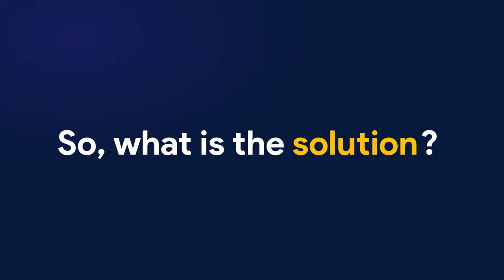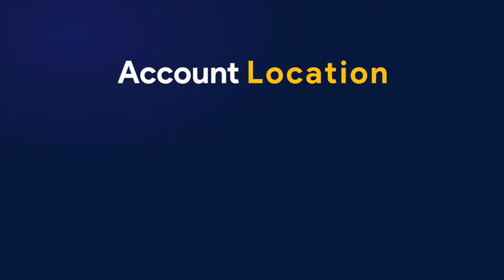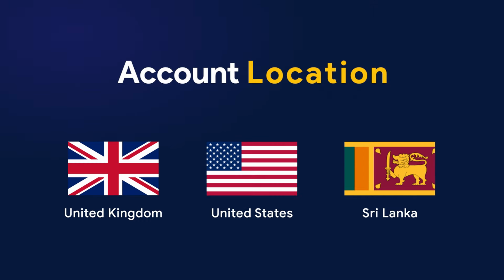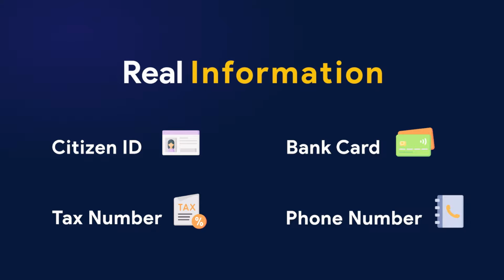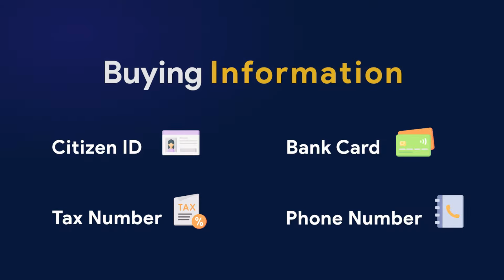So, what is the solution? First, if you want to register as an eBay seller, it's best to choose countries like the UK, the US, Sri Lanka, etc., instead of countries that are frequently on the block list, such as Vietnam. Along with this, you will need a set of user information from those countries, such as a citizen ID, tax number, bank card, phone number, etc. If you have relatives in these areas, it's better to borrow real information from them. If you choose to buy this information, ensure you purchase from a reputable source, but be prepared for the risk of buying fake information or having it reported by the real user.